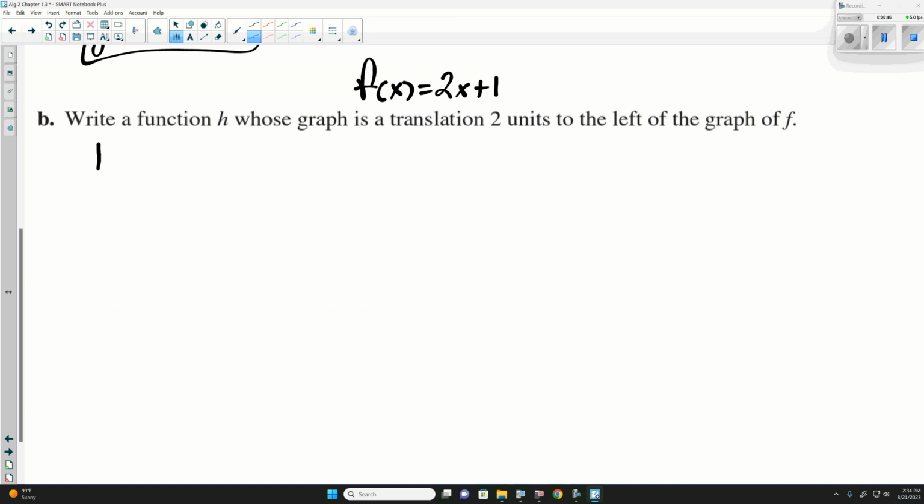Now, this time we want to write a function h whose graph is a translation 2 units to the left of the graph of f. So which one are you going to use this time? Horizontal, which is our f of x minus h. Because if we're going left or right, we're going to use x minus h.